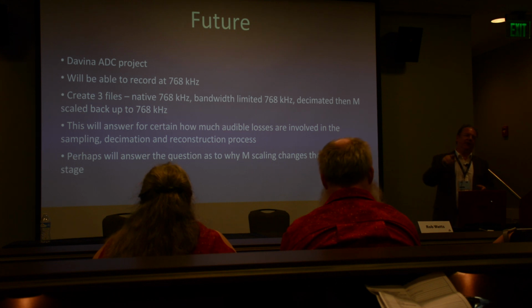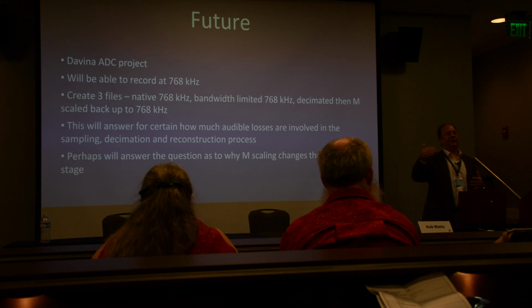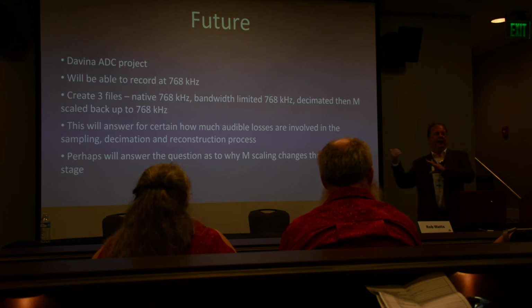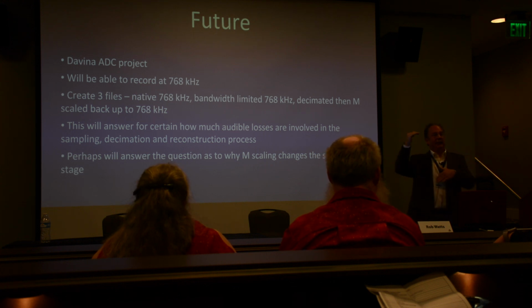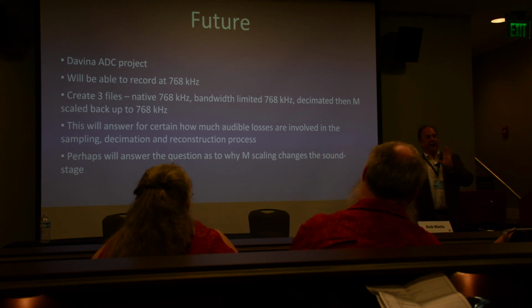What I can do with the Davina project is I can take a native 768 kilohertz recording, like I was designing the decimation filters last week before coming here. I can take a 768 kilohertz recording, bandwidth limit it to 48 kilohertz, keep it at 768 kilohertz, and then create a new file. So you're now hearing 768 kilohertz, and you're now hearing the effect of the bandwidth limiting. My suspicion is bandwidth limiting is not important, but we will know for certain what the effects of bandwidth limiting are.